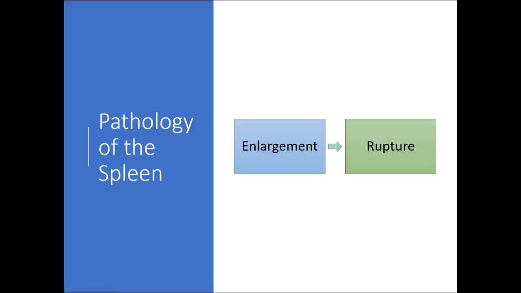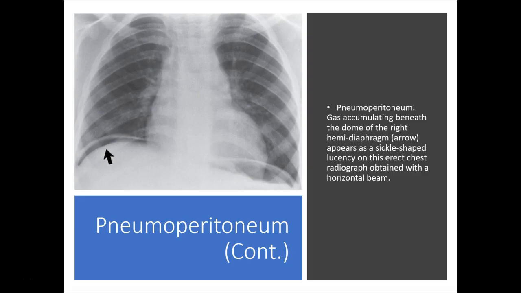The one thing I do want to say about pneumoperitoneum is that it's a sign that there's a perforation somewhere within the GI or in the hepatobiliary system, and that you need to take that seriously.